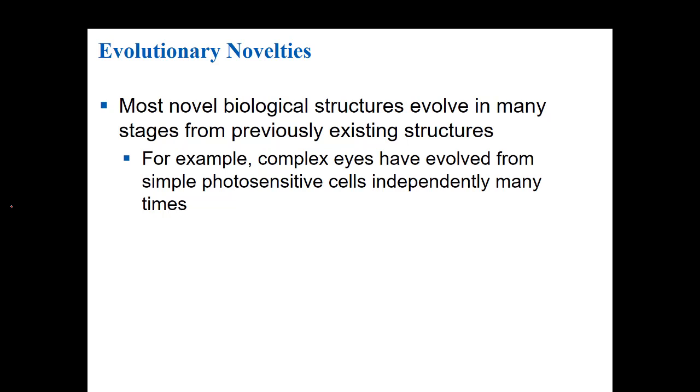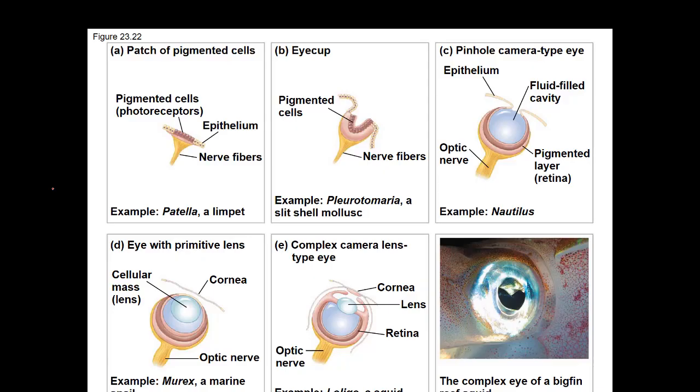Most novel biological structures evolve in many stages from previously existing structures. So if you remember back to looking at the head, it took a long time, a lot of small changes over time in different species before we started getting the inner ear. Same thing, the complex eye probably evolved from simple photosensitive cells independently many times.